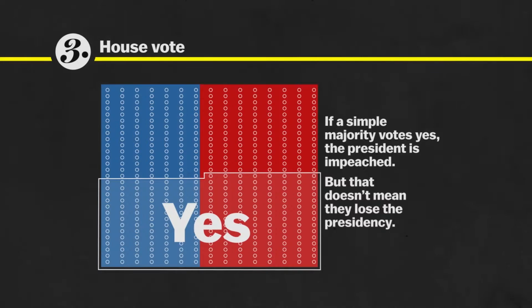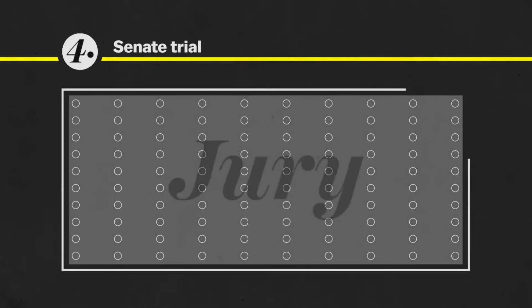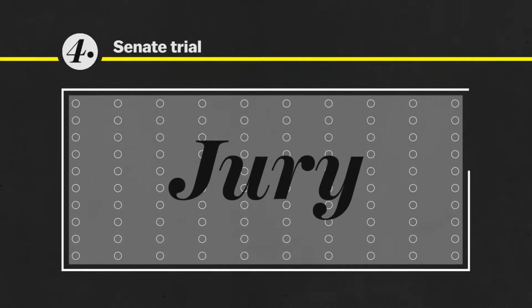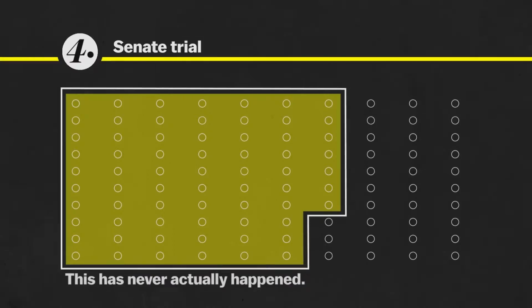But that doesn't necessarily mean they lose the presidency. That decision happens in a Senate trial. The senators are basically the jury. They hear evidence from both sides, and if 67 of those senators vote to convict, the president is removed from office. This has never actually happened.